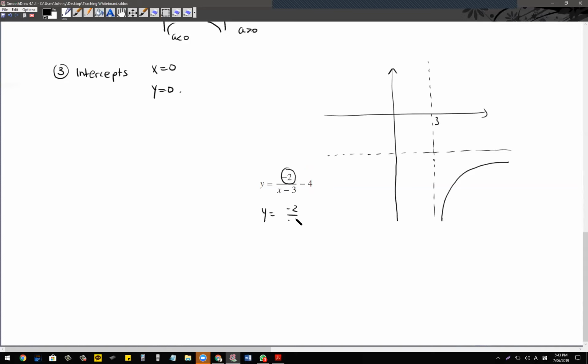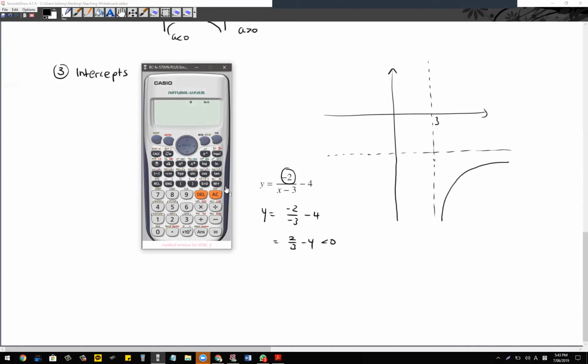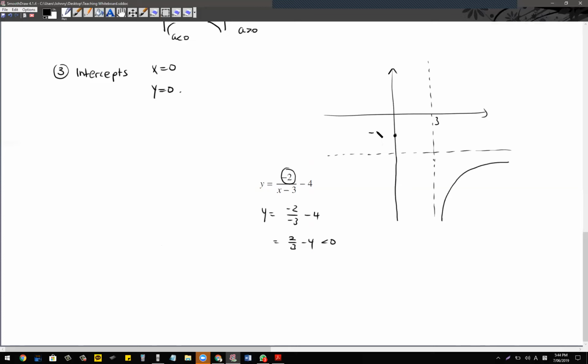My -2 over -3, -4. That's 2 on 3, -4. That's negative, right? Yeah. Because 2 on 3 is such a small number compared to 4, 2 on 3 minus 4 is -10 on 3. So the y-intercept is -10 on 3. Cool. That's what we just found out.